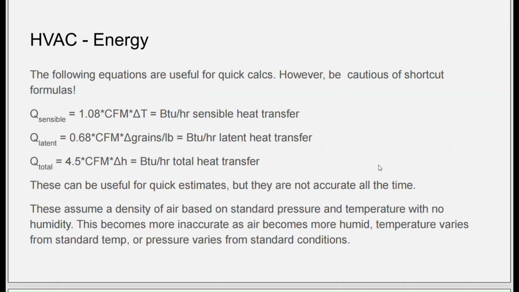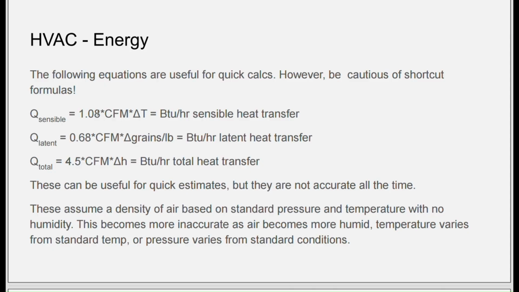Now, there are a lot of quick rules of thumb calculators out there for getting your total heat transfer and then sensible and latent heat. And they're really useful for quick calcs. It will get you into the ballpark, but I think it's important to know where these come from and how they're derived. So this sensible heat transfer equation, maybe you've seen before, but it's 1.08 times CFM times delta T. That's an estimate for your sensible heat transfer.